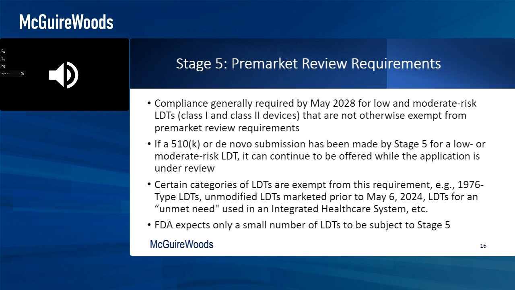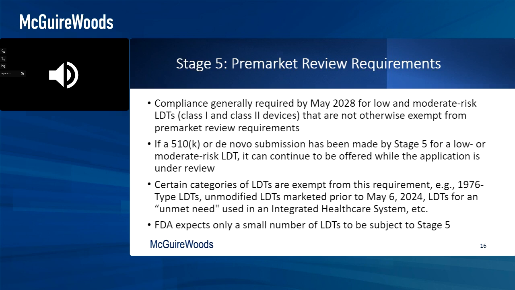So stage 5, FDA does not expect very many tests to fall into this category. This is the low and moderate risk class 1-2s that aren't otherwise exempt. So not necessarily genetic tests, not the real high risk guys, but some specialized tests. And if a 510K or de novo submission has been made by stage 5 for a lower moderate, you can continue to offer.